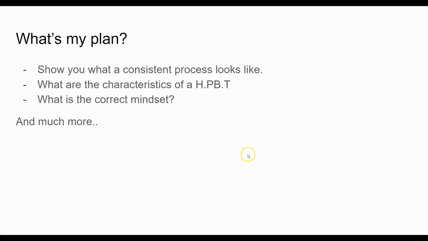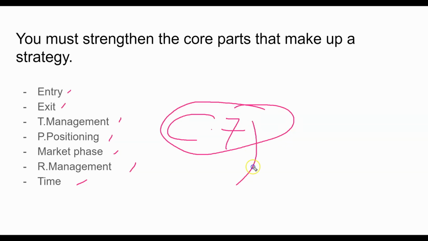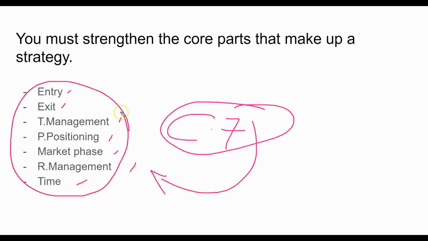So let's get straight into this. On the screen here, you can see that we have the entry, the exit, trade management, price positioning, market phase, risk management, and time. Now, this is why the mentorship is called C7, because these are the 7 key pillars that I believe make up any trading plan or any trading strategy system, whatever you want to call it.